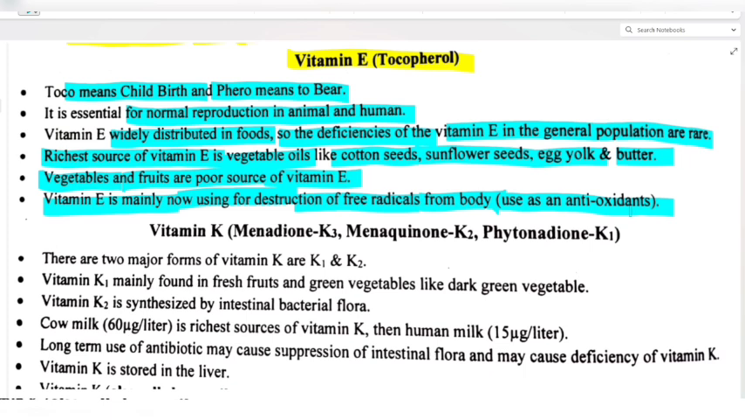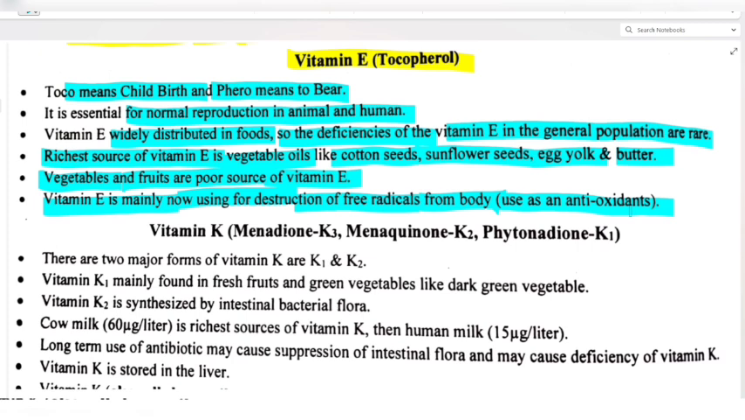So basically it is widely present in foods. That's why in the general population, its deficiency is rare. Okay. So richest source of vitamin E is vegetable oils like cotton seeds, sunflower seeds and egg yolk and butter. Okay. So how is it used? It is mainly used for the destruction of free radicals. Free radicals mean that which is causing the cell aging. So it is destroying the free radicals. That's why it is also called antioxidant.